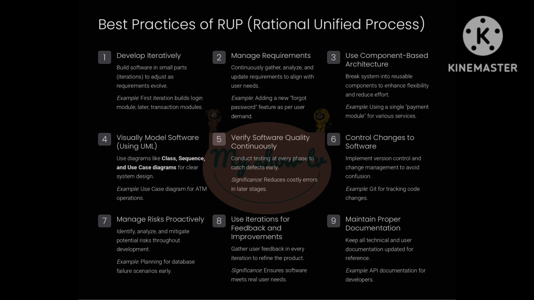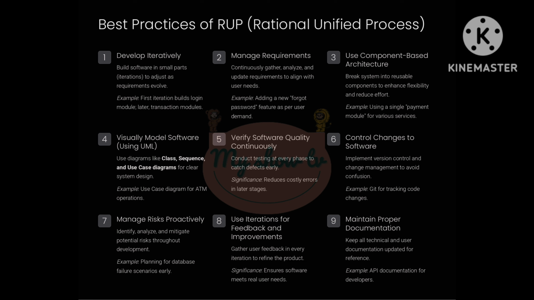2. Manage requirements. This practice focuses on identifying and understanding what users want, and keeping track of changes in requirements as the system evolves. Example, if during development, users ask for a new wishlist feature, it should be analyzed and managed properly. 3. Use component-based architecture. Here, software is designed using components, which are self-contained parts that can be reused in other projects. Example, a payment gateway module used in multiple shopping websites. Benefit: saves time and ensures consistency.